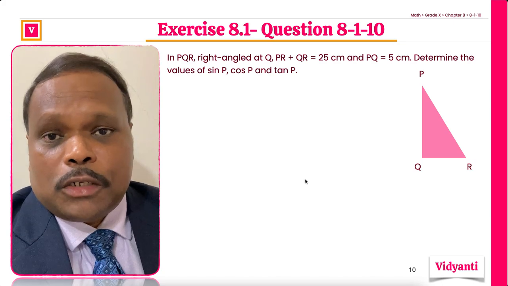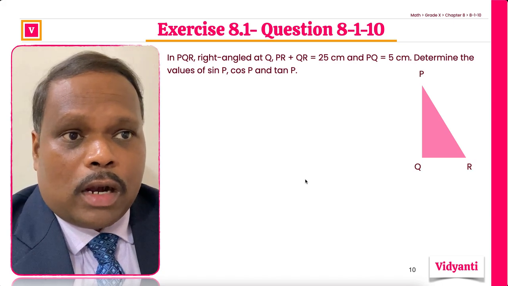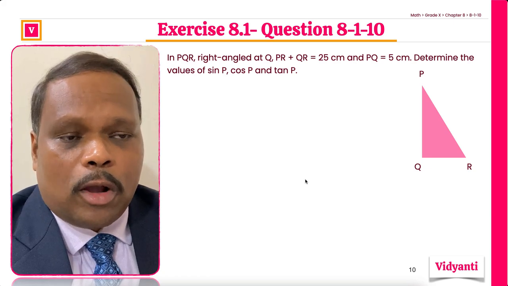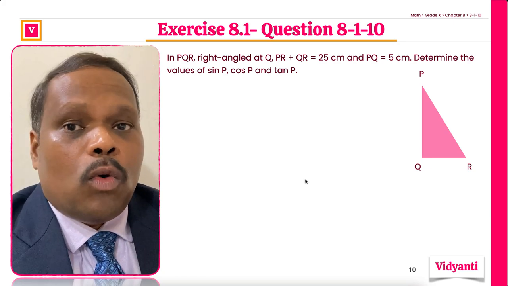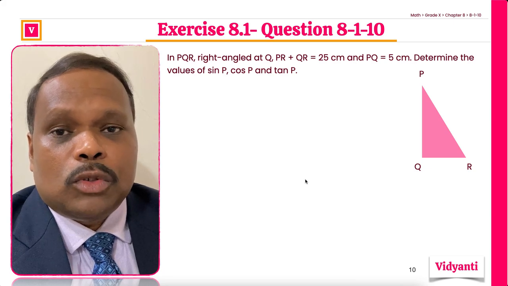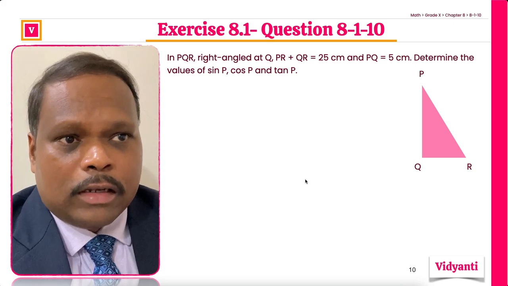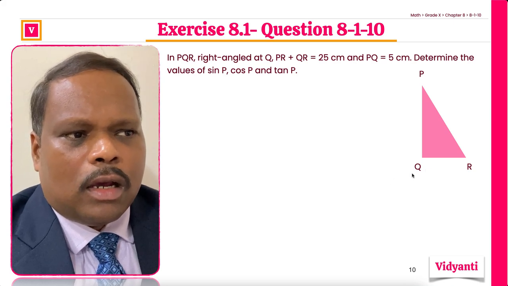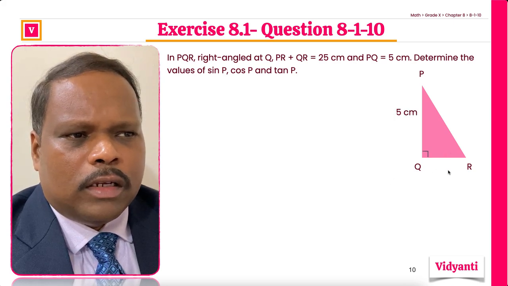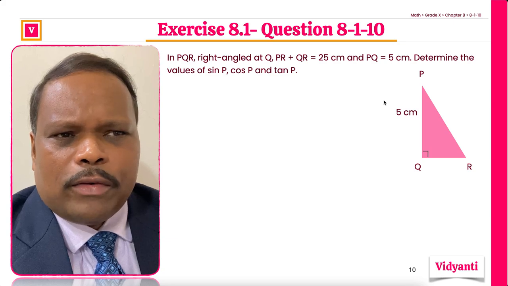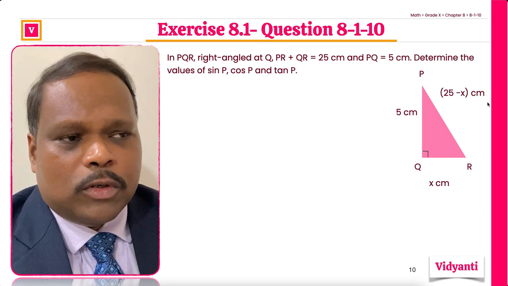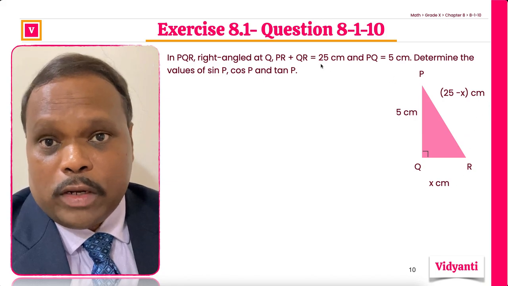Well, let's construct a right angle triangle PQR, right angled at Q. If you mix that up, then everything will be wrong. So you have to be careful at which point we are supposed to show the 90 degree angle. Now PR plus QR is 25, and PQ is 5. So let PR be X, and QR will be 25 minus X, because their total is supposed to be 25.